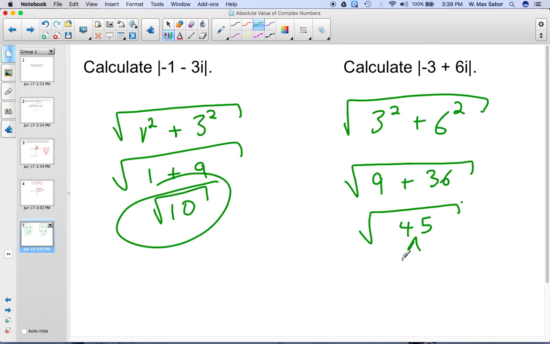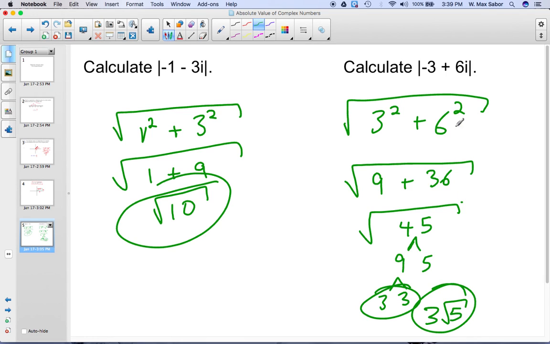This can be simplified further. This is 9 times 5. So 3 square roots of 5 is the magnitude. Yeah, this is the final answer, not 3.